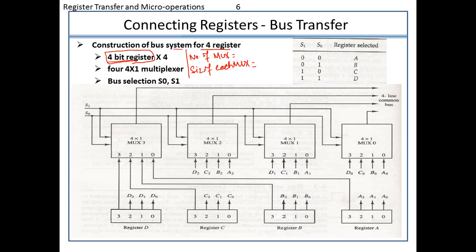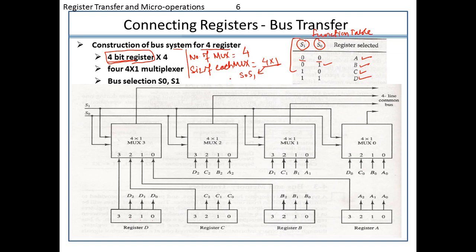The number of multiplexers required would definitely be 4, because the number of bits is 4, and the size of each multiplexer would be 4 cross 1. So I know that only 2 selection lines would be required. These are the selection lines, and this is the function table. It says that if the selection line is 0, 0, register A will always be selected. If the selection line is 0, 1, register B will be selected. Similarly, C and D will be selected for the other combinations.